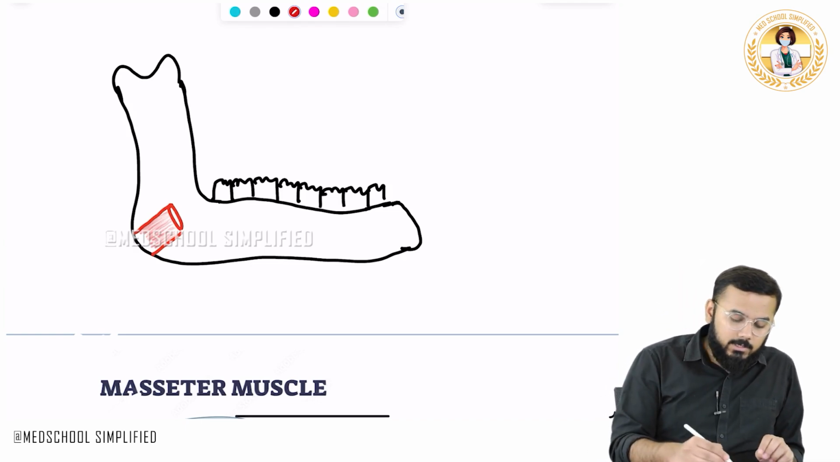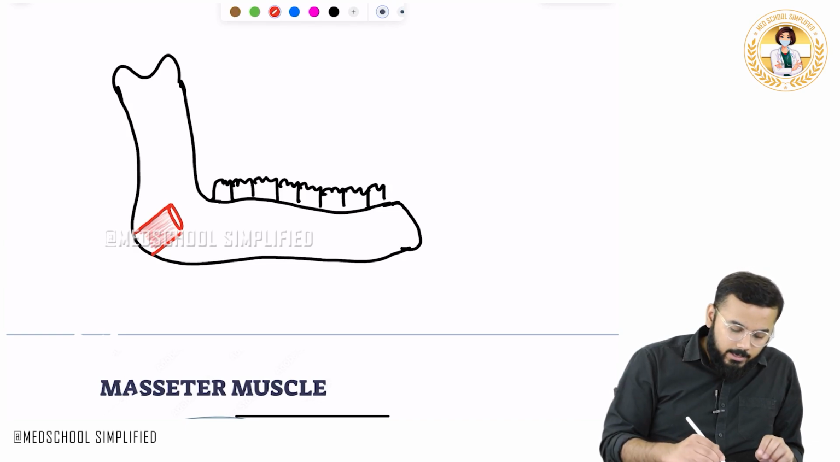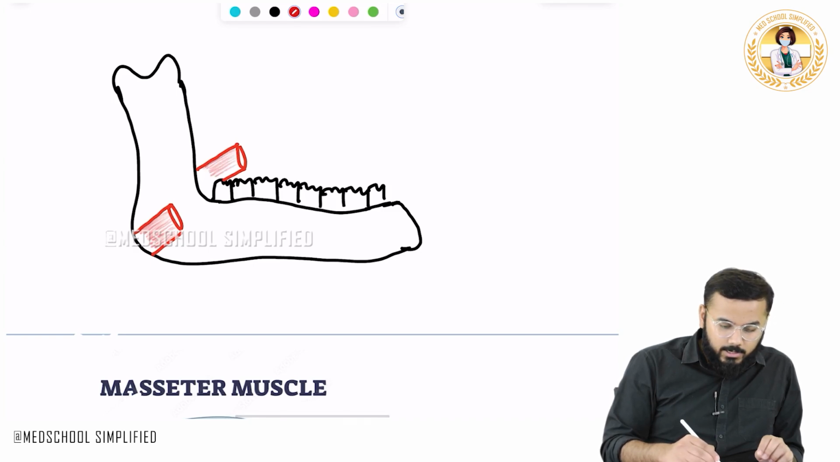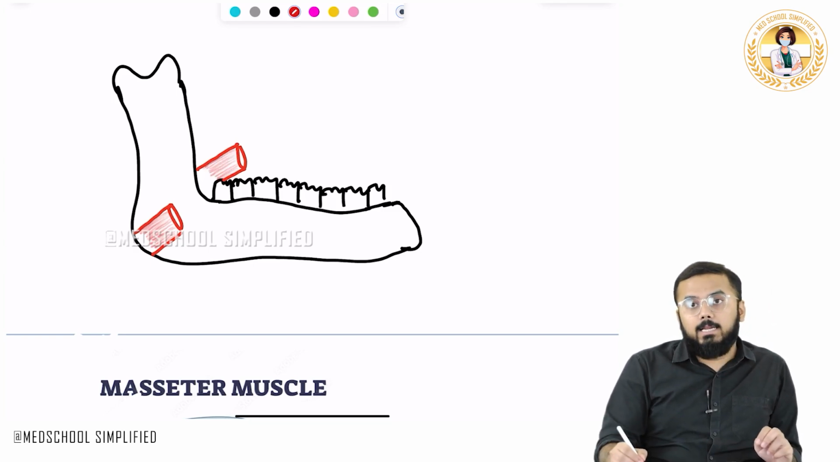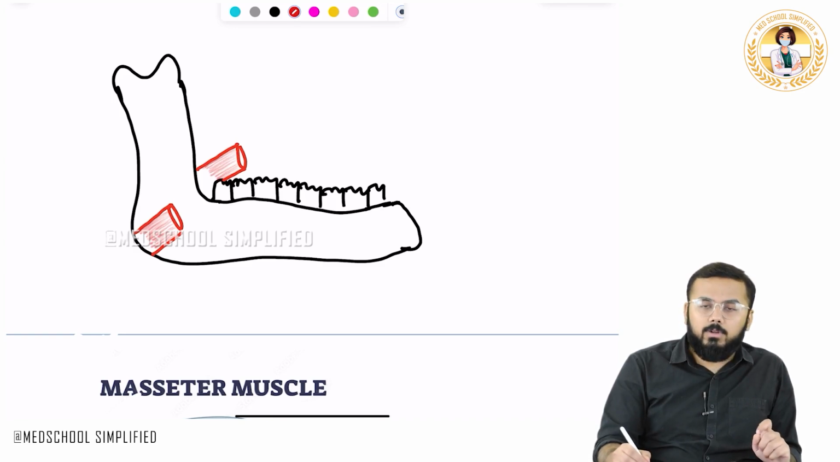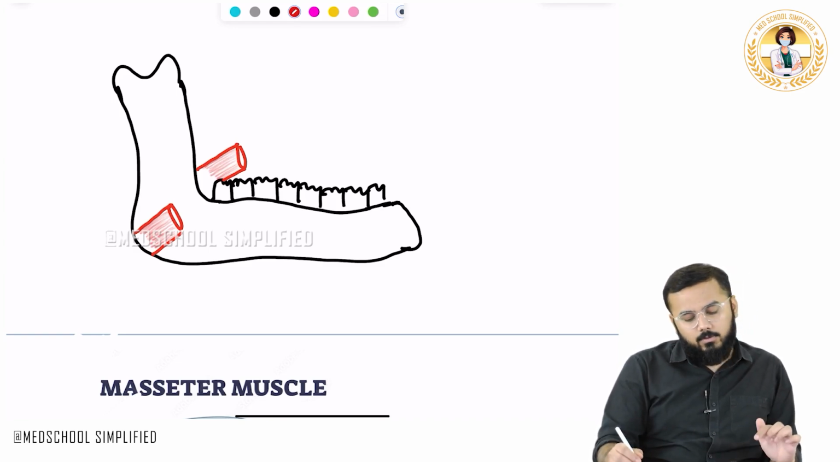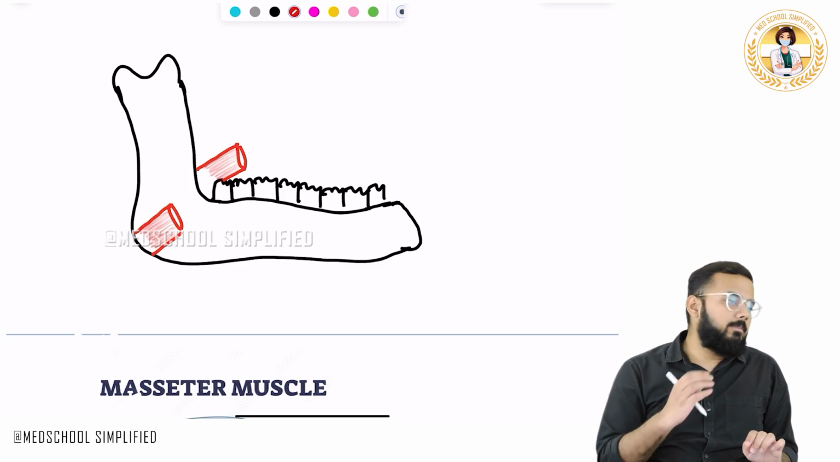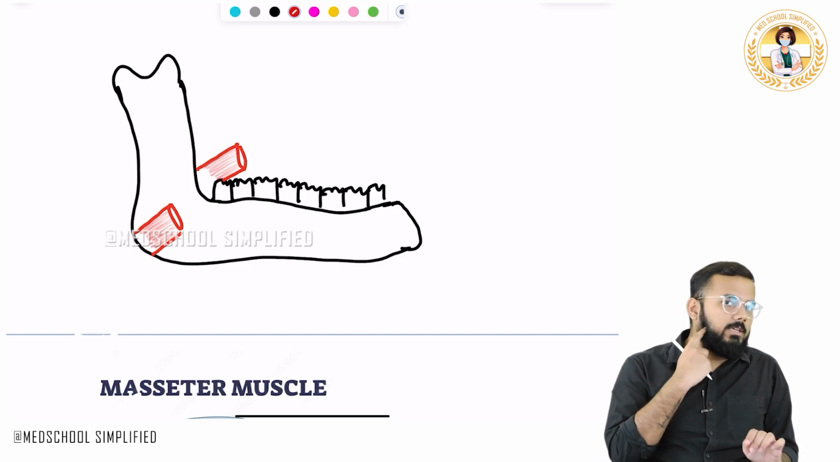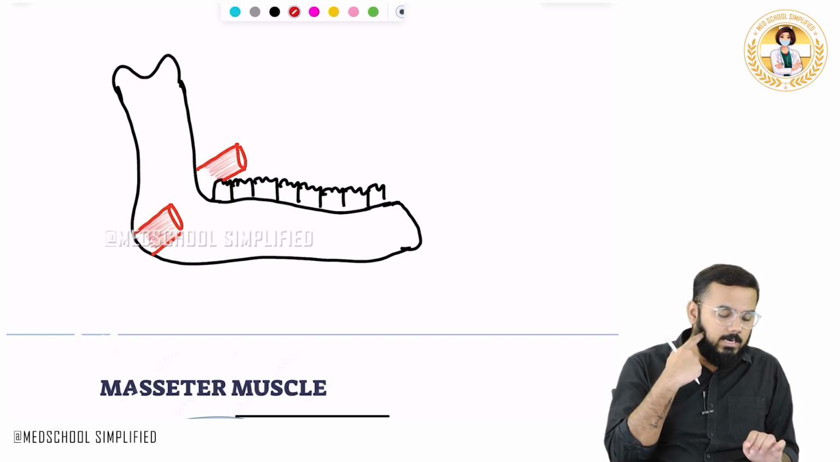Inside the masseter muscle, you have another group of muscle. This muscle which you can see over here is called the medial pterygoid muscle. And this muscle on the surface of the mandible, which you can palpate, is called your masseter muscle.